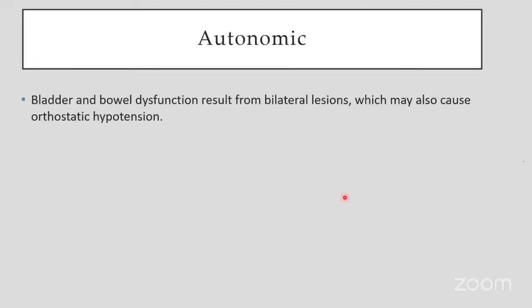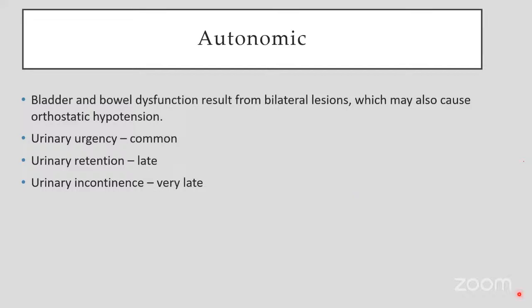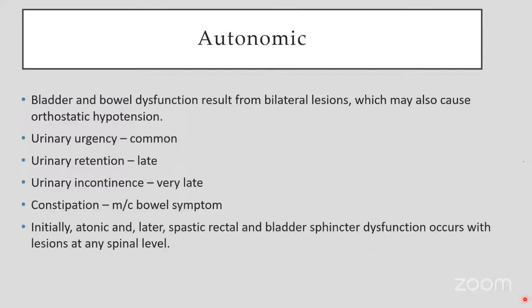Below the level of lesion, there will be bladder and bowel dysfunction, especially if the lesions are bilateral. These lesions may also cause orthostatic hypotension. Urinary urgency is common. In later stages, there is urinary retention, while in very late stages, there is urinary incontinence. Constipation is the most common bowel symptom. Initially, the bowel and bladder are atonic, and later on, spastic rectal and bladder sphincter dysfunction occurs with lesions at any spinal level.